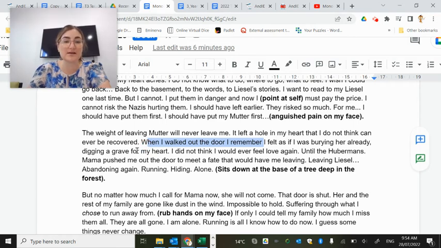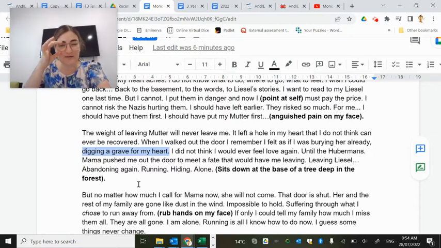So we've used sentence starters here. When I walked shows past. I remember I felt shows past as well. So I remember I felt as if I was burying her already, digging a grave for my heart. Now, he's obviously not literally digging a grave for his heart. He would be dead then.